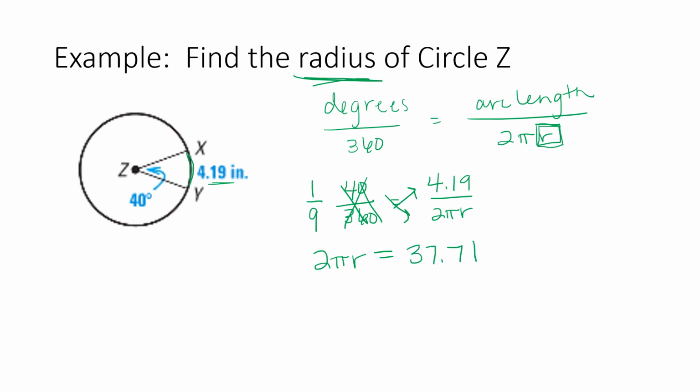And from here, I just want to solve for this r, so I'm going to get rid of everything else. Remember, pi is just a number, so I'm going to divide this whole thing by 2 pi. Now you can type this directly into your calculator, but make sure you use parentheses around that 2 pi. So when you type 37.71 divided by, in parentheses, 2 pi, you should get back a value of 6.00 inches. So the radius comes out to be an even 6 inches.